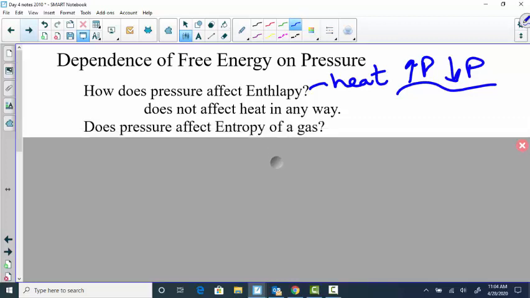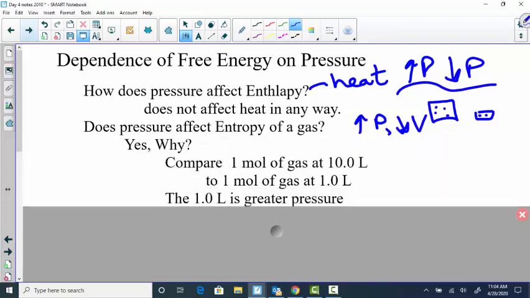However, if you look at pressure, would it affect the entropy of a gas? Well, if you think about that, if you increase the pressure, what do you do to volume? What you do to volume is you actually end up decreasing the volume. Well, if you are decreasing volume, if you're going from a large volume to a smaller volume, you're decreasing the space that those particles can take up. So basically, pressure is going to affect the entropy of a gas.